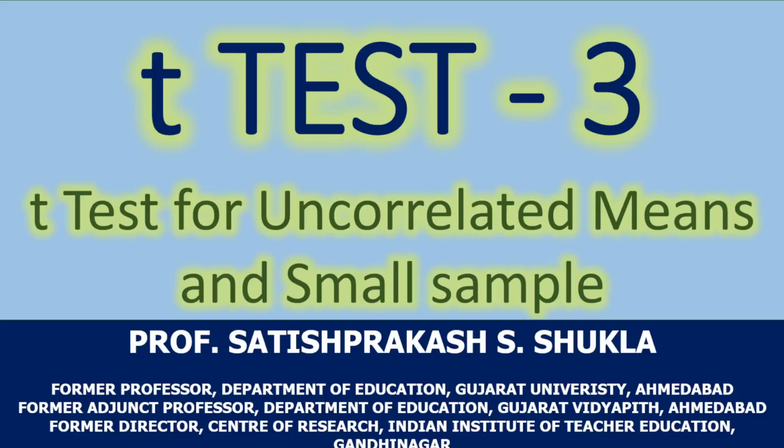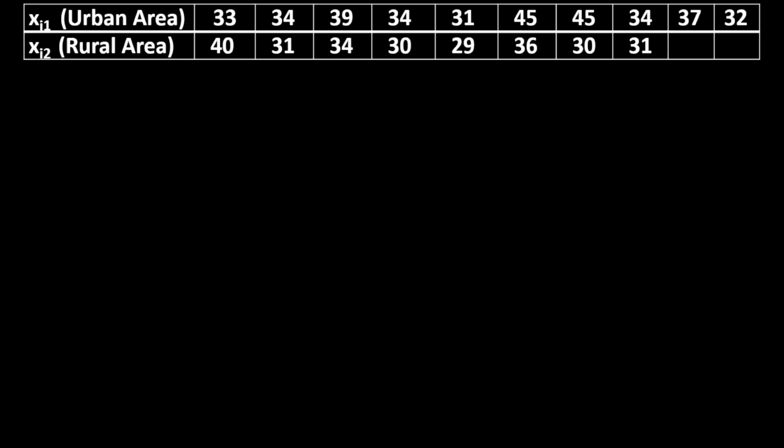Dear friends, in the last video we have seen how the t value is calculated to check the significance of difference between two uncorrelated means when a large sample is given. In this video we will see how the t value is calculated to check the significance of difference between uncorrelated means when a small sample is given. For that, one example is given here.